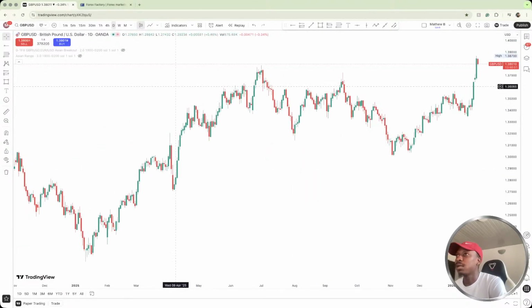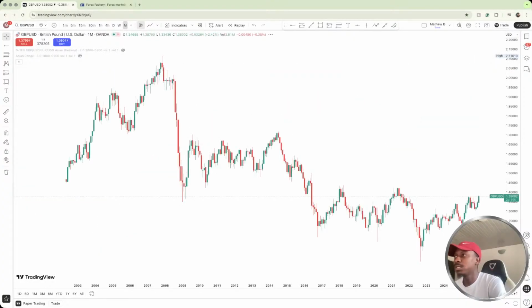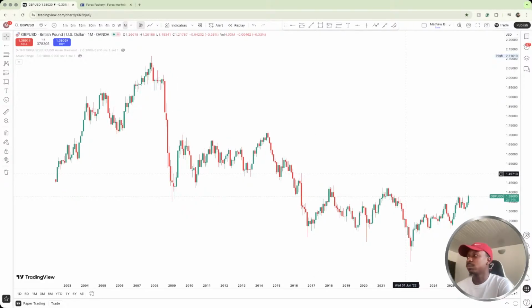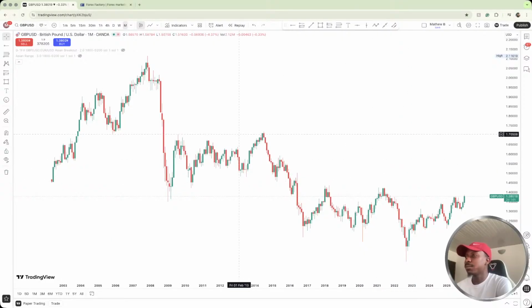Especially because it's a currency, GBP USD, check it out on the monthly time frame first. On the monthly time frame, you can see that it's actually bearish. The reason I say it's bearish is because this is a high, this is a low, this is a lower high, this is a lower low. So potentially right now it is coming back in, trying to retest this high on the monthly.